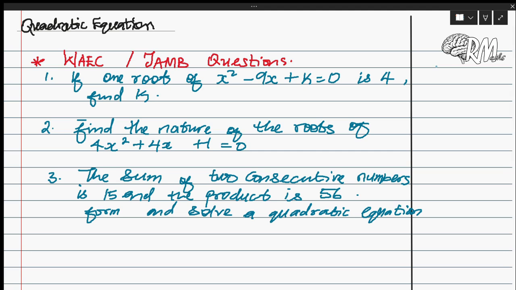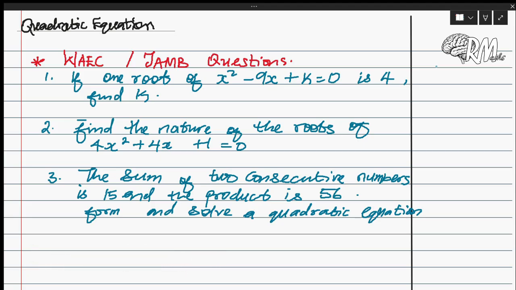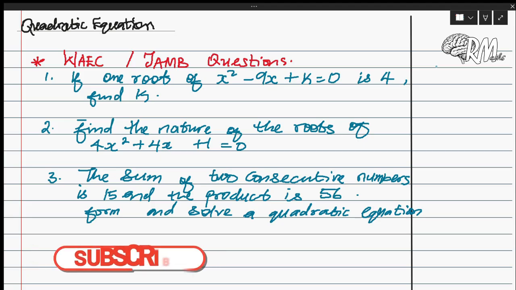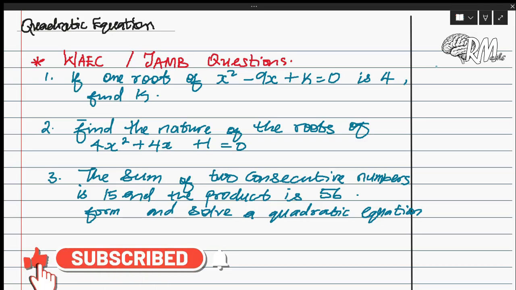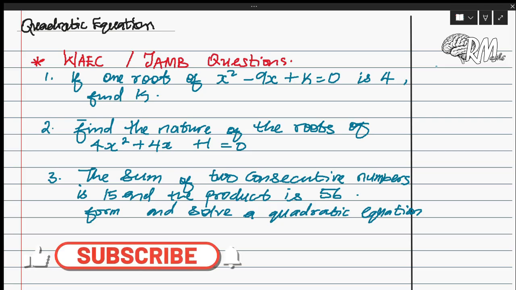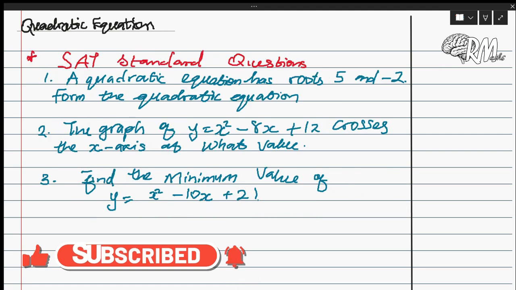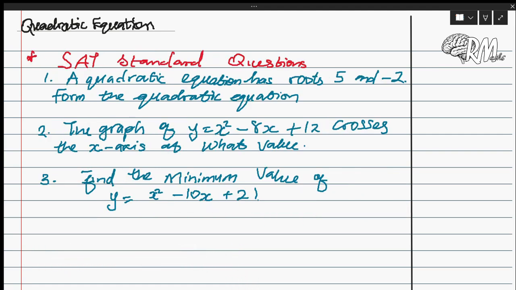So for the quadratic equation here, we have the WAEC/JAMB questions. Number 1, if 1 root of x squared minus 9x plus k equals 0 is 4, find k. Number 2, find the nature of the roots of 4x squared plus 4x plus 1 equals 0. Number 3, the sum of two consecutive numbers is 15 and the product is 56. Form and solve a quadratic equation. For those of you that are preparing for a SAT exam, this is a standard question. You can practice it at home.